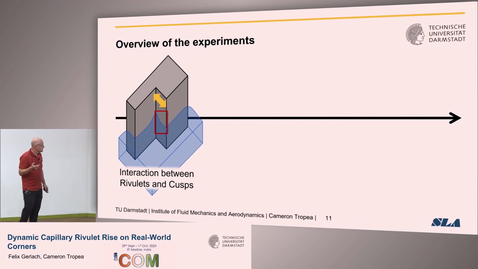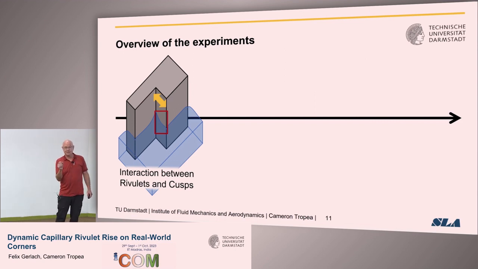Actually, I'm going to talk about 3 cases, and they're all rather interesting practically. The first case is what happens if the outer corner gets closer and closer to the inner corner? Does the rivulet influence the cusp, or does the cusp influence the rivulet, or both? That's a question that's actually quite interesting.